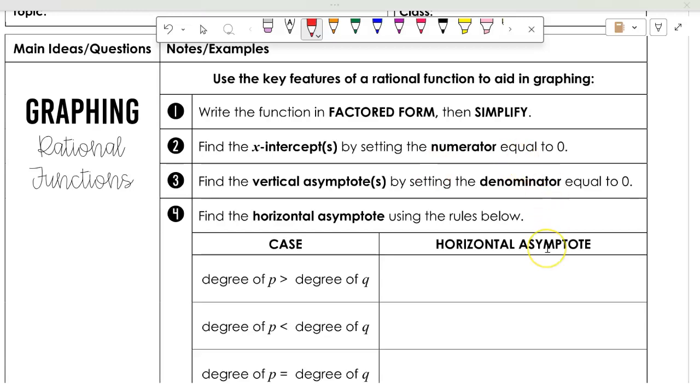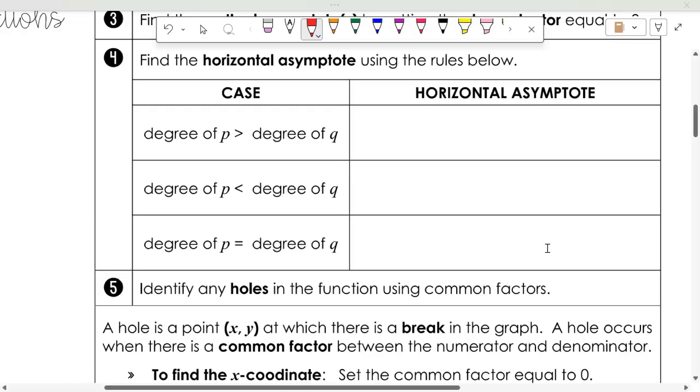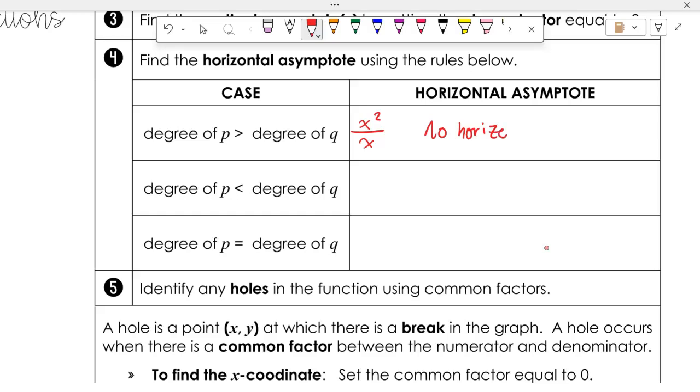Horizontal asymptotes are a little bit different. So let me explain this a little bit here. If the degree of P is greater than the degree of Q, meaning that the numerator has a higher, larger exponent than the denominator, like if I had x squared over x, this is greater than this one. In that case, I do not have an asymptote. So no horizontal asymptote.